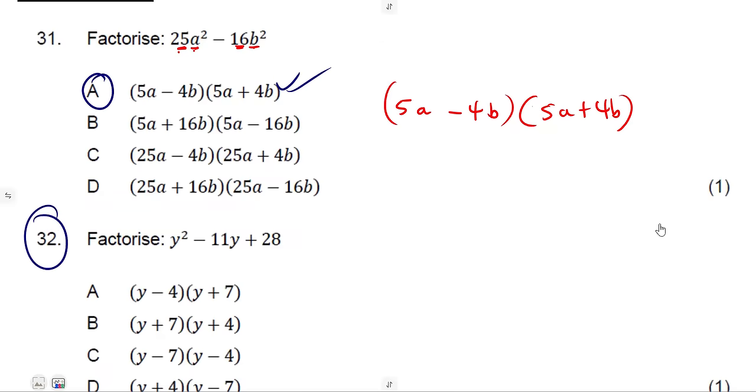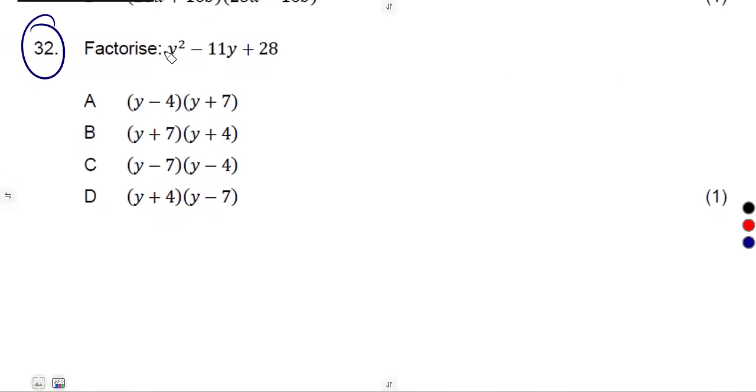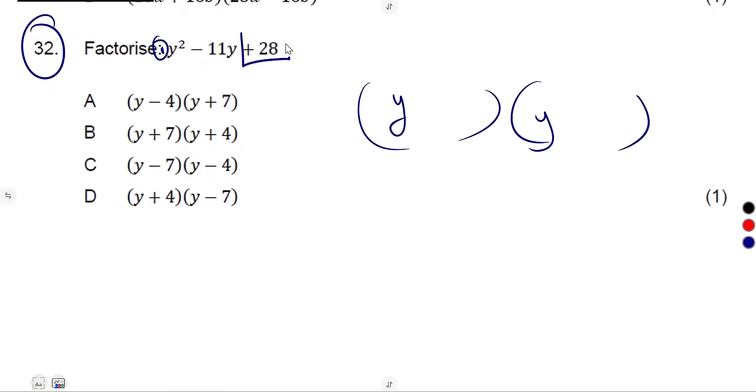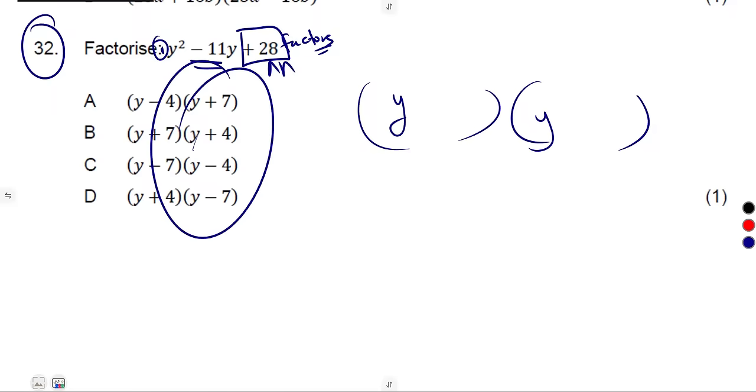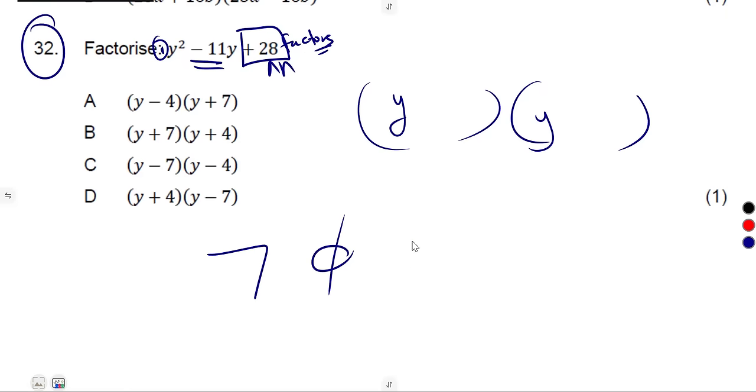Factorize this trinomial that we have. The coefficient of y squared is 1, guys. So we simply have 2 brackets, y and y, with factors of 28 which will add up to negative 11. Guys, already there's a hint in your answers. There is a 7 and a 4. The two numbers are supposed to be 7 and 4.